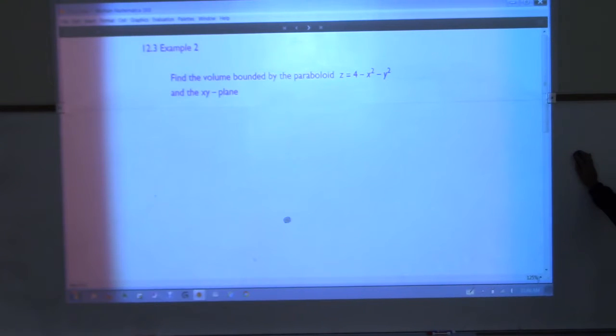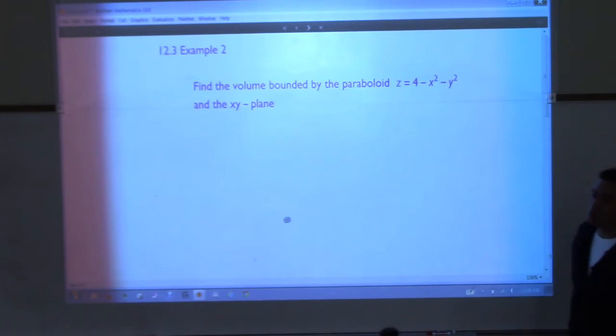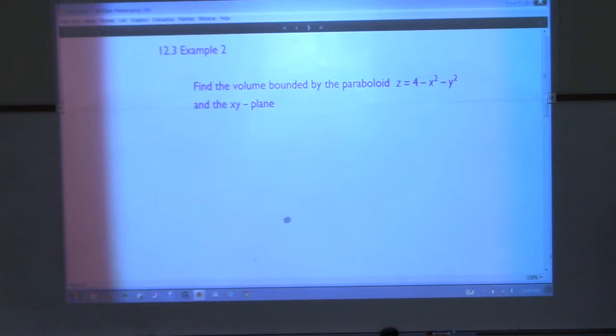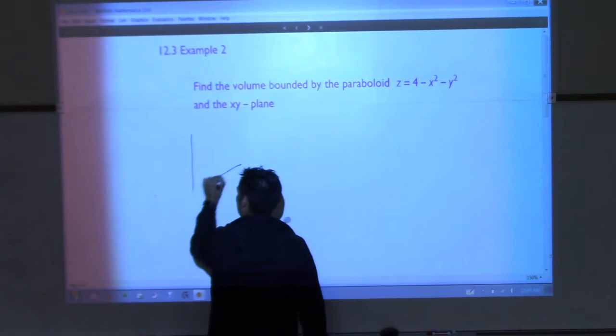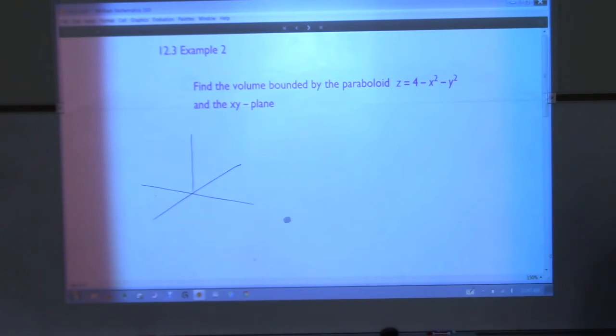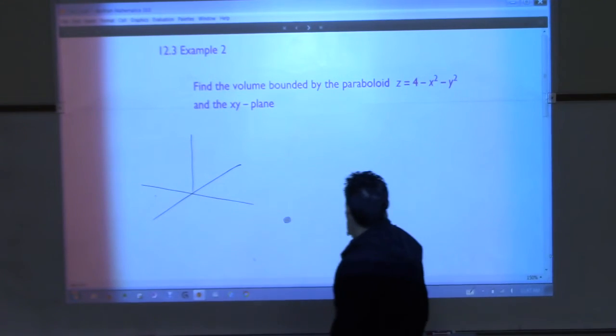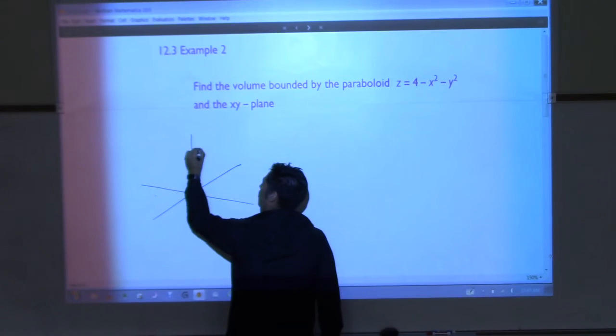All right, find the volume bounded by the paraboloid z equals 4 minus x squared minus y squared and the xy plane. To do this problem correctly, you kind of have to have an idea of what this looks like. So let's try and graph this. To get a good point on this, how about we plug in 0 for x and 0 for y? What would our z value be? 4. So at the origin, I go up 4 units. I have a point right there.